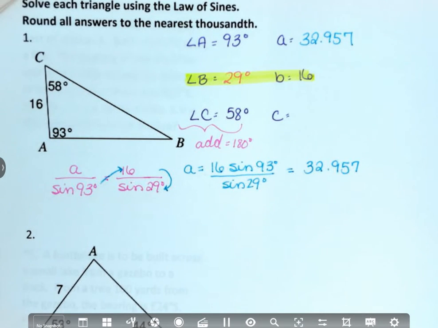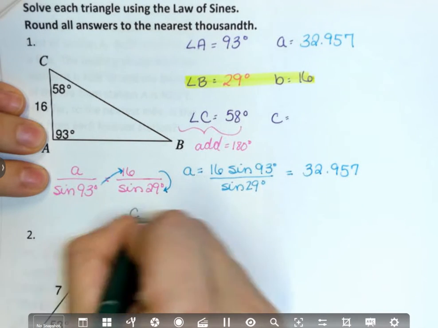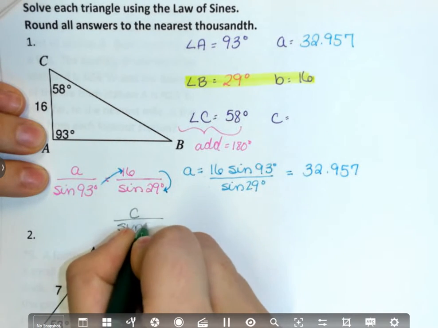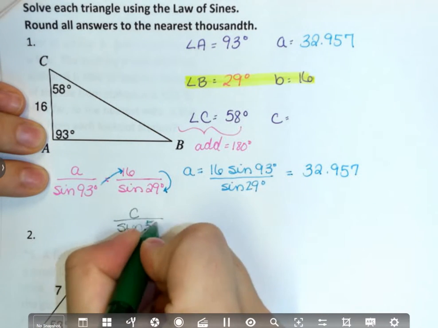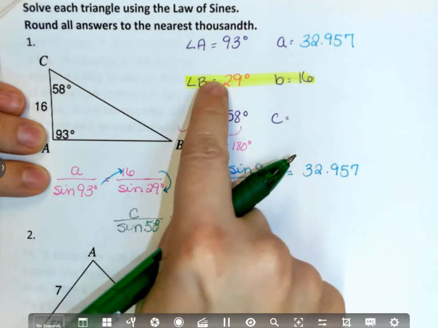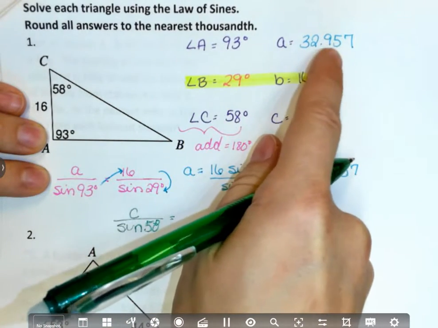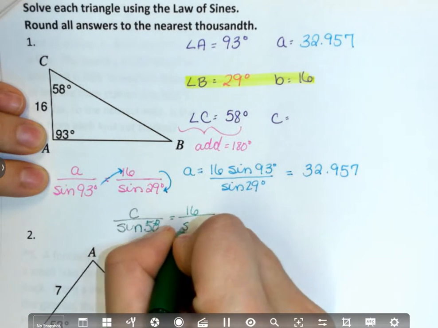So can I do Pythagorean theorem to find my missing side? No. So all we're going to do is turn around and do the law of sines again, just from a different pair. So this time I'm going to have C over the sine of C. And again, always use what you were given, just in case you made a mistake here. So C over sine C is B over the sine of B.